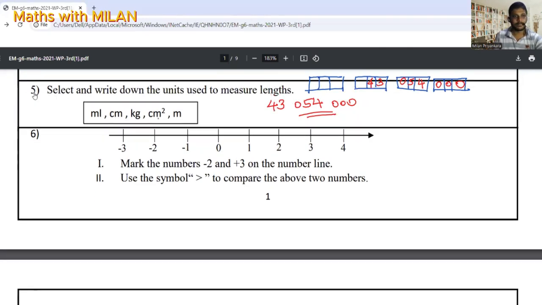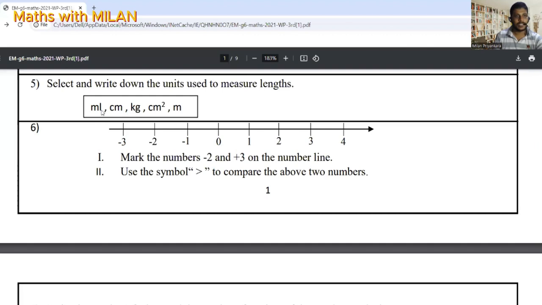On the next one, let's go to the fifth question. Select and write down the units used to measure length. To measure length, you can use centimeters and meters. If you take milliliters, that is used for liquid measurements. You can measure mass using kilograms, and with square centimeters you can measure area.